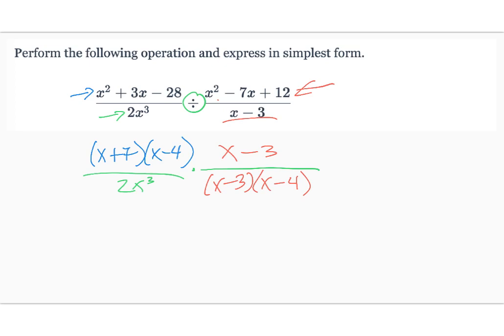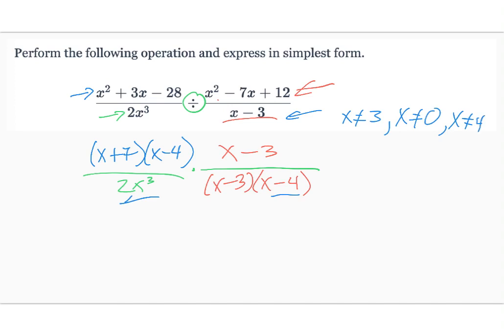I'm going to take a look at my excluded values. I do have to think about that x cannot be a 3 from the beginning, even though we end up with that in the bottom, which makes that okay. I also have x cannot be 0, and x cannot be 4.